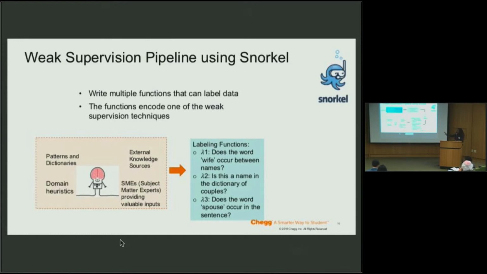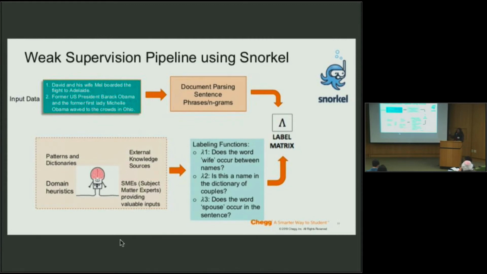In parallel, we have our input documents, and we send them through a document parsing pipeline. In the case of Snorkel, it's spaCy. What it does is separate the document into sentences. Maybe you want to extract some specific phrases or n-grams. You also have part of speech tagging for each of the words, and so on.